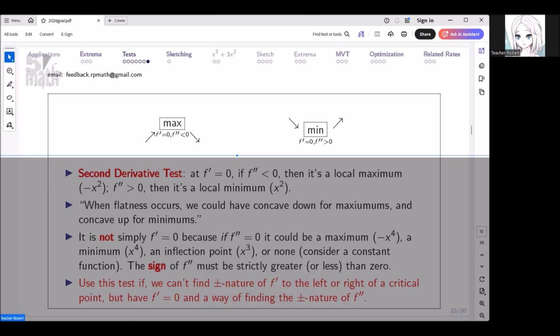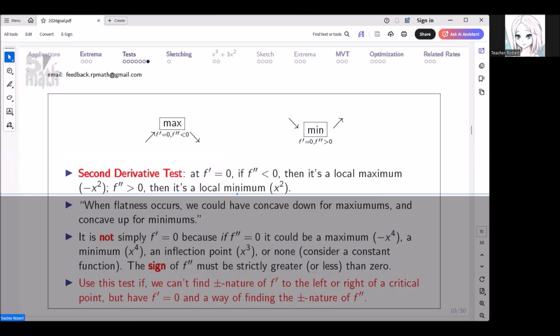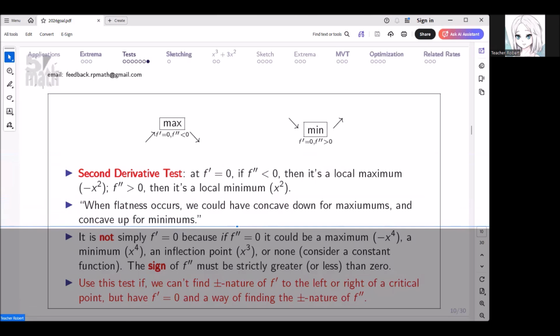Here is a picture. Second derivative test. At f prime equals 0, if f double prime is less than 0, then it's a local maximum, minus x squared. If f double prime is greater than 0, then it's a local minimum, x squared. When flatness occurs, we could have concave down for maximums and concave up for minimums.